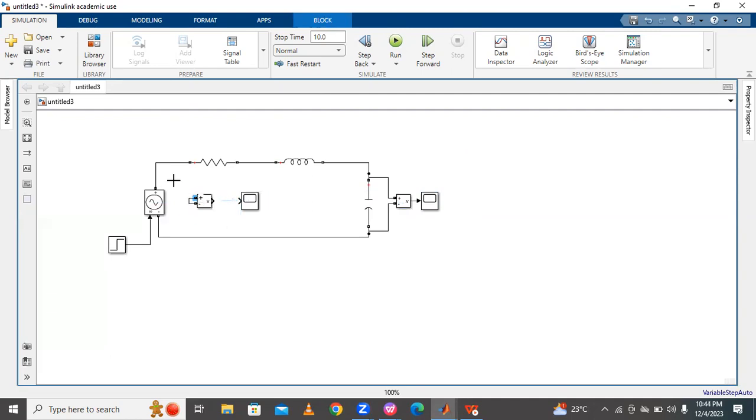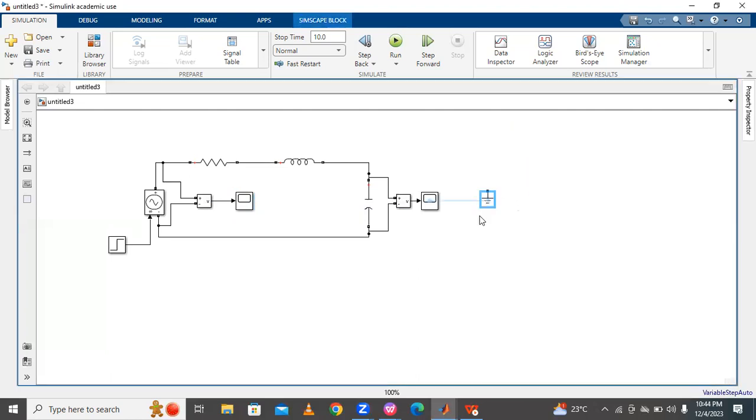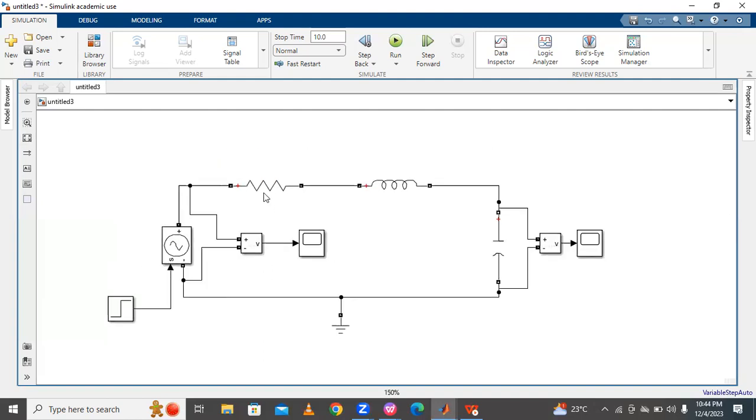That is the input side. The input waveform can be measured here. This is called the input scope. This is our step input. This is our RLC values. Take one ground and place it here. This is the circuit connection: resistance, inductance, capacitance, series RLC branch, voltage measurement, scope and ground, and the controlled voltage source, which is the step input.